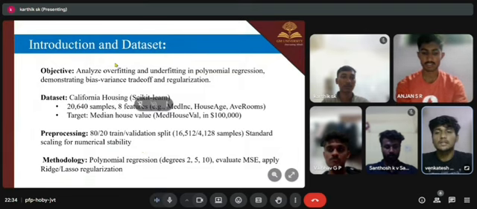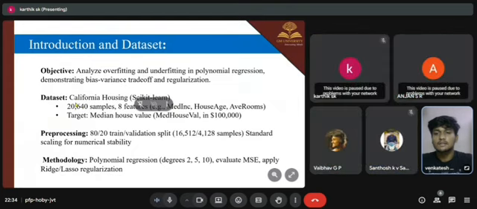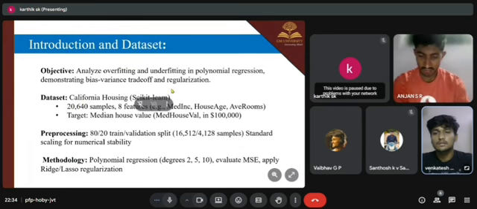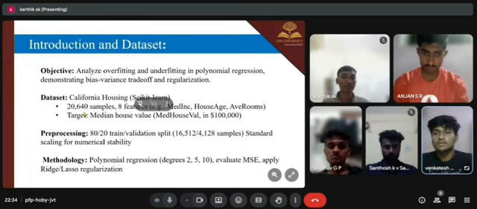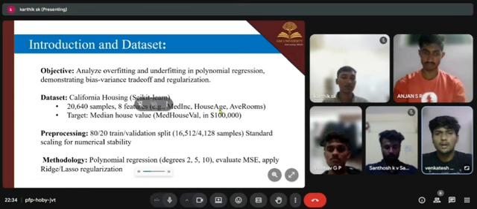Here is the introduction of our data set. Here is the objective: analyze the overfitting and underfitting in polynomial regression, demonstrating the bias-variance trade-off and regularization. And the dataset is the California housing dataset from scikit-learn, with 20,000 some samples and 8 features, including median income and house age.